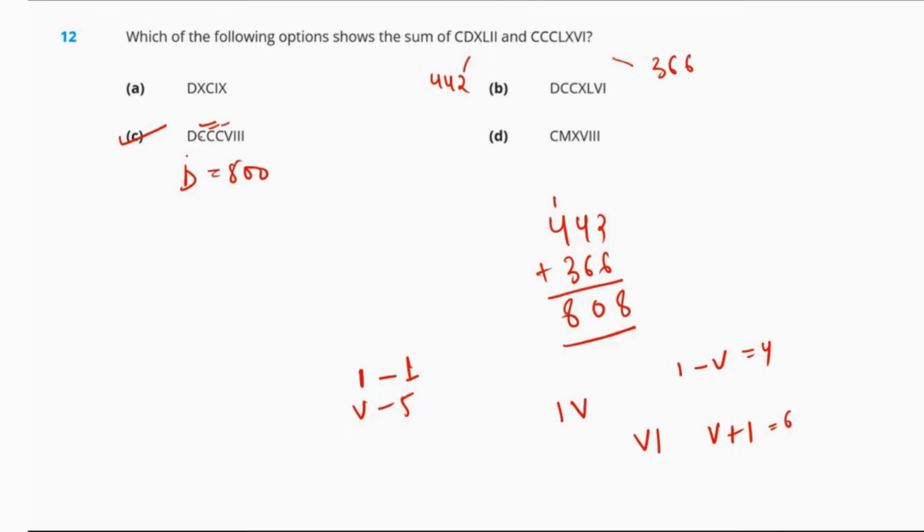Similarly, since I am placing these three C's after the D, it will give us plus 100, plus 100 and plus 100, right? So this will become 800 first. Then VIII, that is V and triple I, means 8. So the final answer for this will be 808.